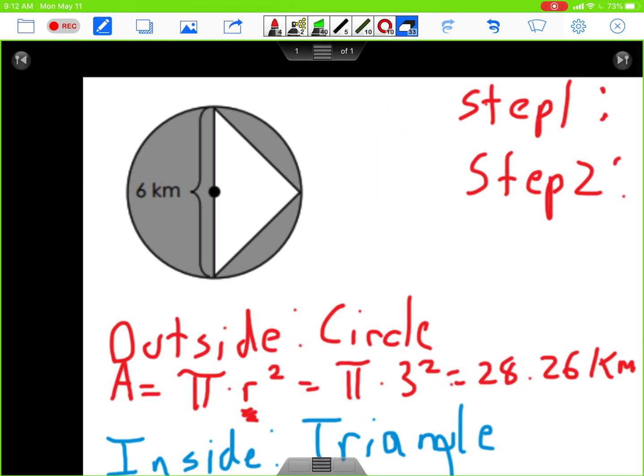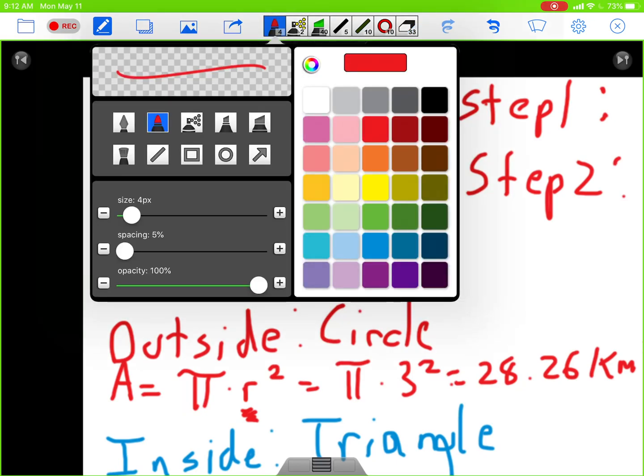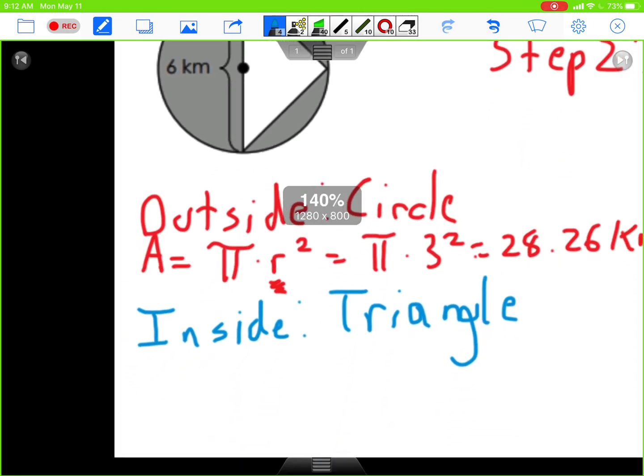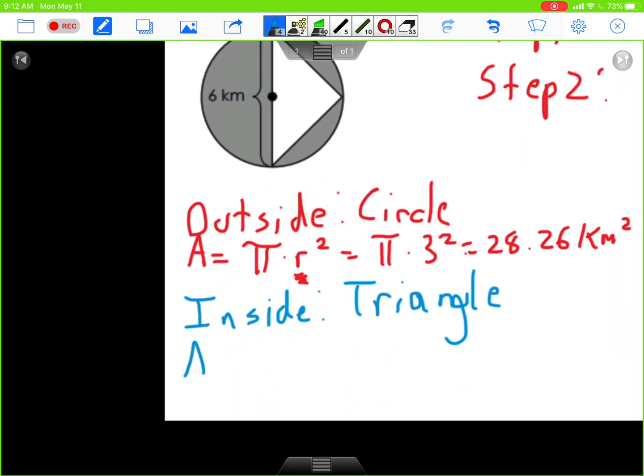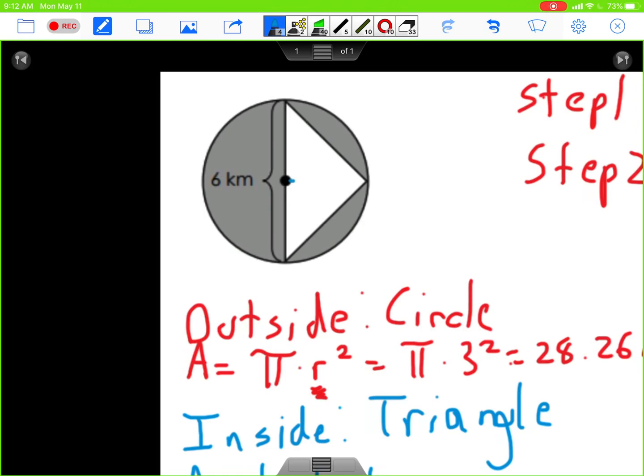Moving on to the triangle on the inside. Okay, the triangle on the inside, if you remember, area of a triangle is equal to 1/2 times base times height. Now, if you remember me saying in the previous lessons, if the triangle is not a right triangle, you don't see that little box denoting a right triangle, that means the height is going to be somewhere in the middle of the triangle, because it's not a right triangle.